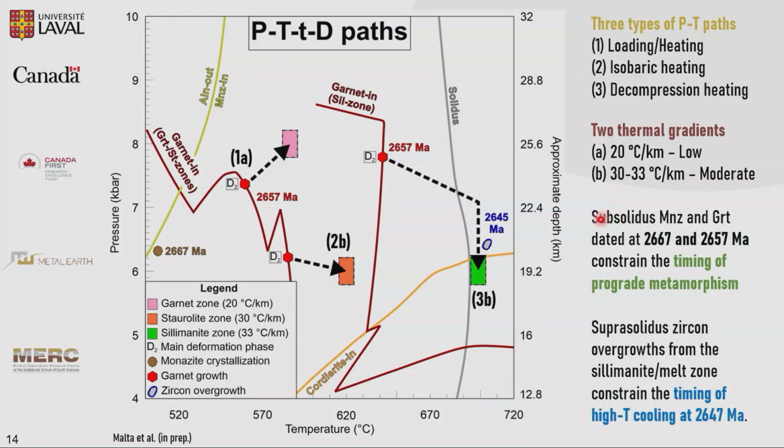So one of the interpretations we have is that the subsolidus monazite and garnet that we dated to 26, 67 and 26, 57 million years constrain the time of prograde metamorphism. The young age here, which we obtained for the suprasolidus zircon overgrowth, constrains the time of high temperature cooling. So this was the solid foundation we have before we start to constrain the fluid evolution.